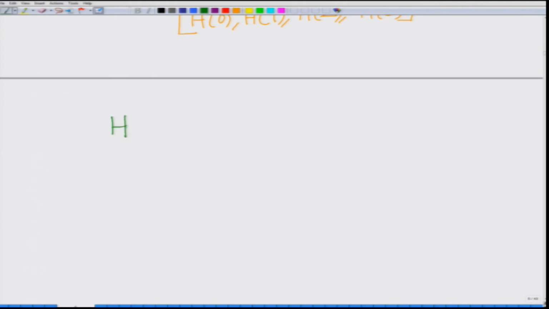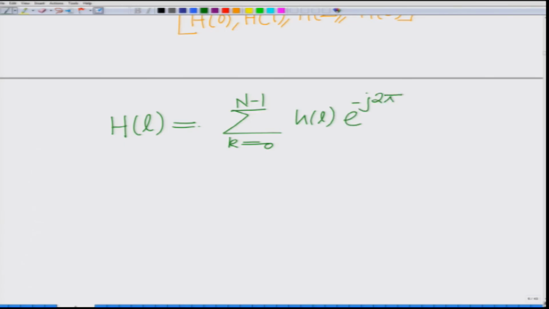Now, how do we get this? Therefore, if I write the expression for H_L, I can write H_L equals the summation k equal to 0 to n minus 1 of the time domain channel taps h_k times e power minus j 2 pi k L divided by n, substitute n equal to 4. Let me write this explicitly.